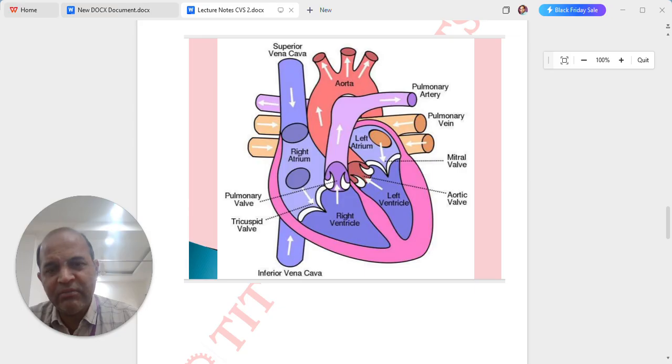Same, it is left atrium to left ventricle. It is a bicuspid valve. So when the left atrium contracts, a rush of blood goes through the mitral valve towards the left ventricle.